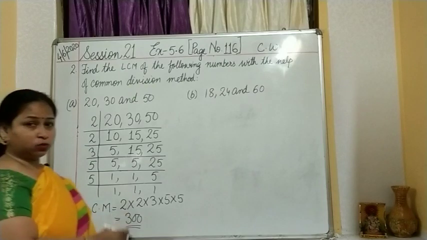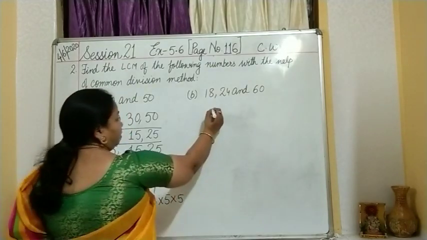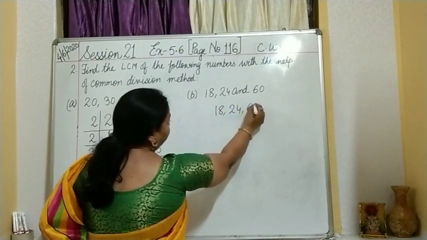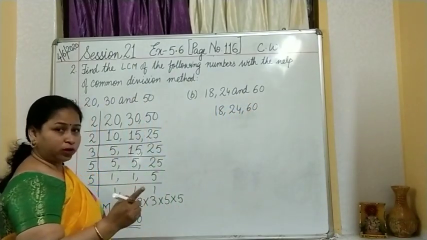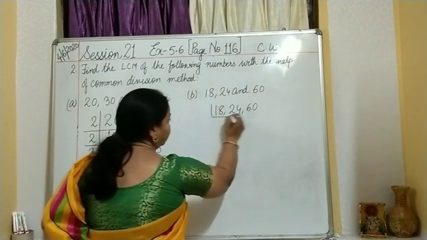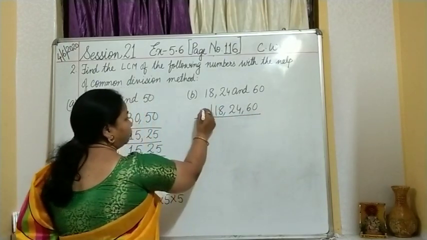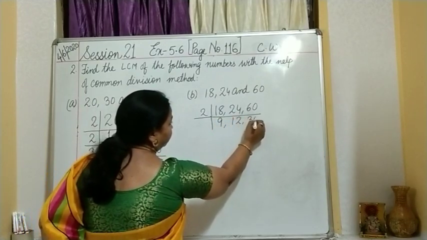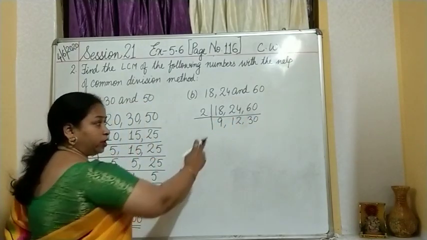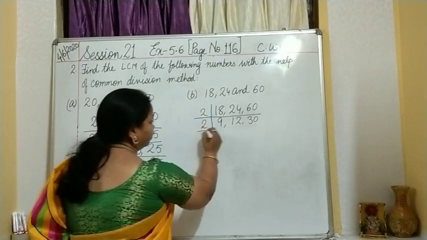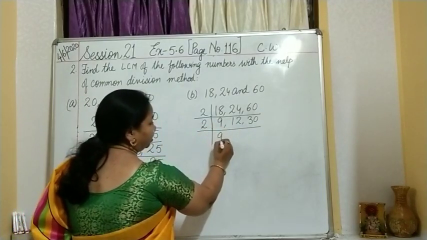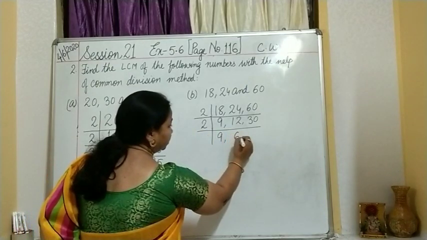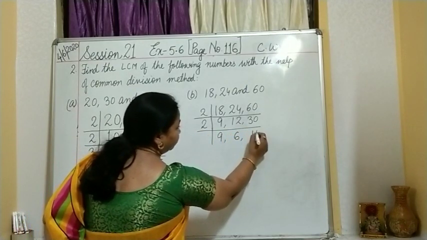Let us do the next question. 18, 24, 60. I'll be taking all these three numbers together. All are divisible by 2. Yes. So we divide it by 2. 9 here, 12 here, 30 here. Again, is it divisible by 2? Except 9, both are divisible. So we will divide it. Bring the 9 down without any change. 12 divided by 2 is what? 6. Then 30 divided by 2 is 15.